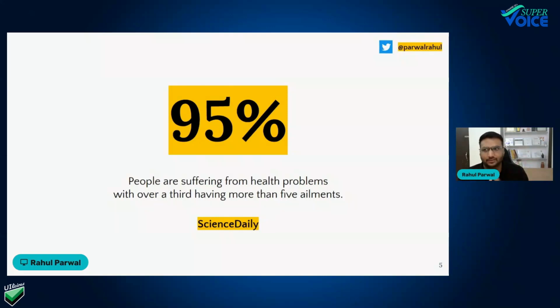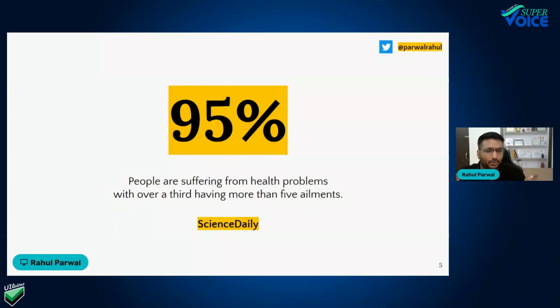Another alarming fact is that one third of this number suffer from five or more ailments at a time, which means every third person is suffering from a serious health issue. And that's a very big challenge. That's a very big problem and an alarming condition for this entire world.